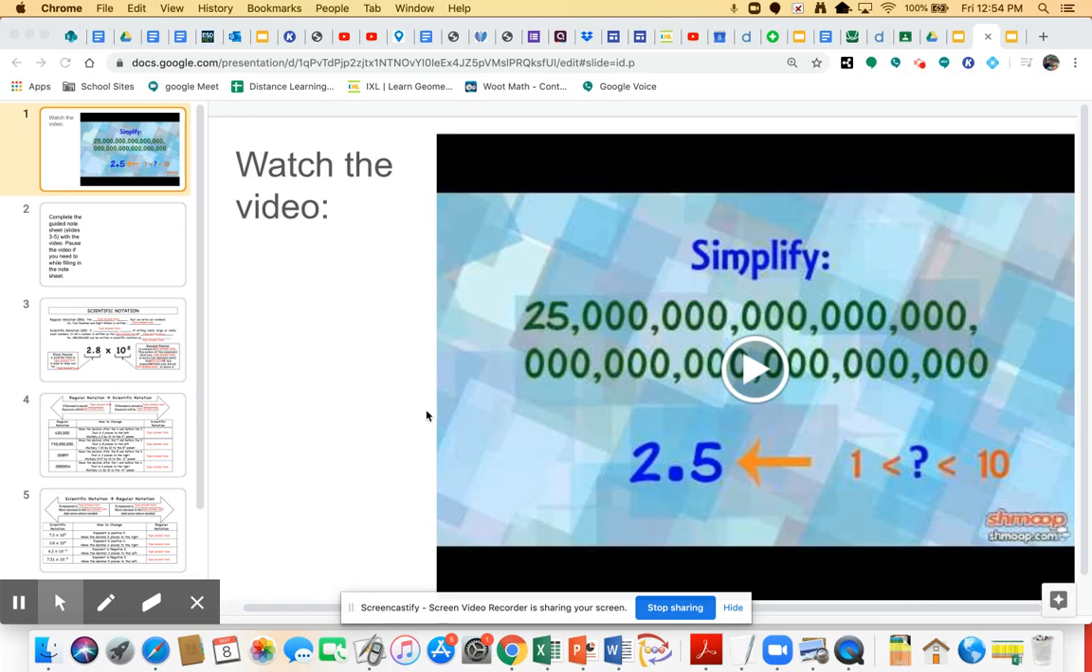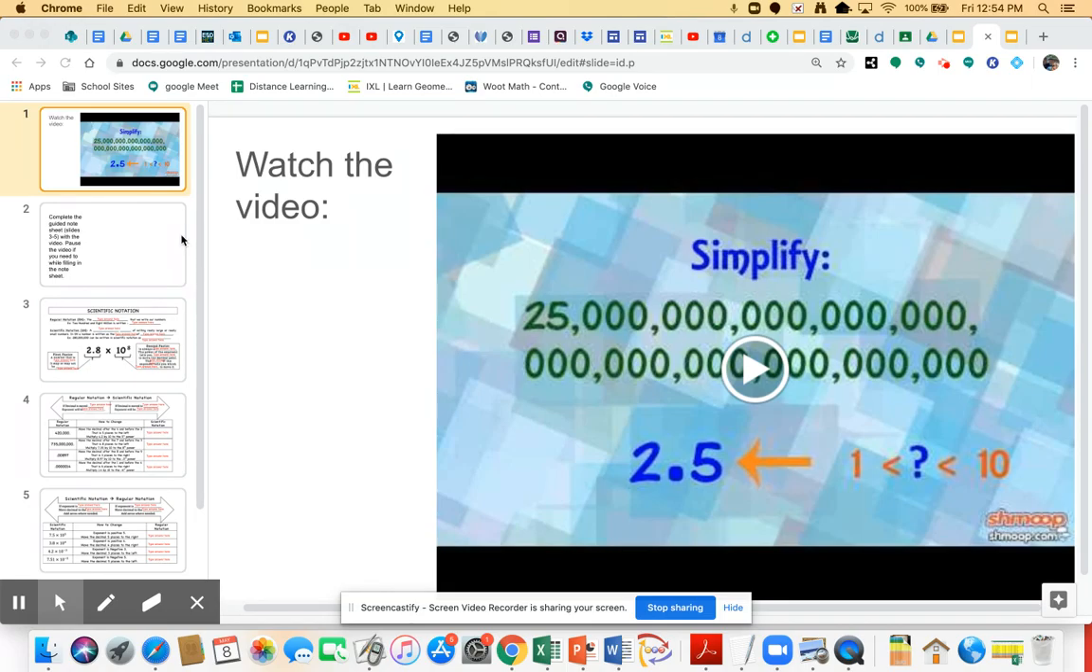Hello, friends. Back to give you a lesson this week on scientific notation. I hope that you were able to look at our weekly agenda to see what's coming up for the week. We have a couple of days working with scientific notation, and then we have a couple of other activities that we're going to work on.